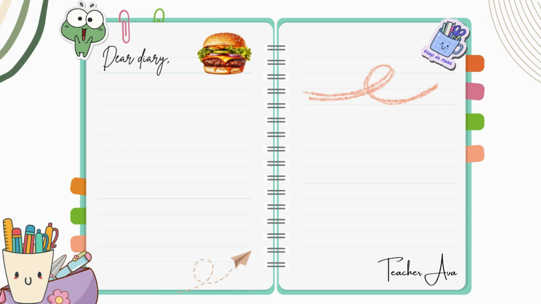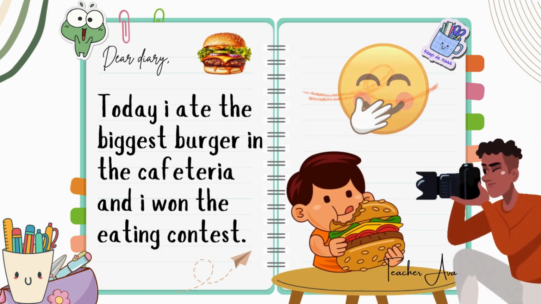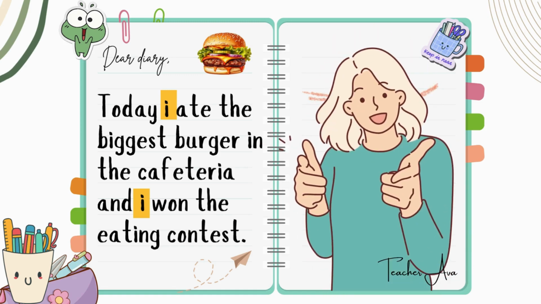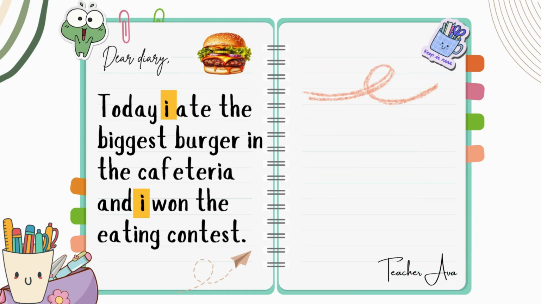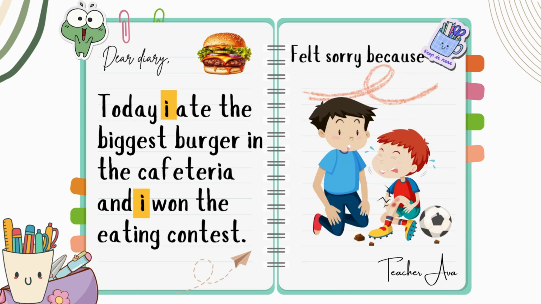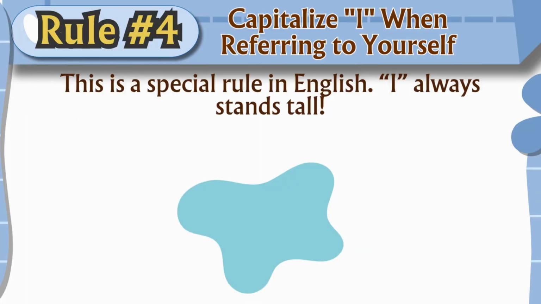Class, imagine this. You're writing in your diary, "Today I ate the biggest burger in the cafeteria and I won the eating contest." Now, I see 2 problems here. First, you forgot to take a picture for proof. And second, you forgot to capitalize the most important person in your story, you. Whenever you write the word I, whether you're talking about eating burgers, playing Mobile Legends, or accidentally stepping on your classmate's foot, you must always capitalize it. Why? Because you are important. And also, rule number 4 says so.